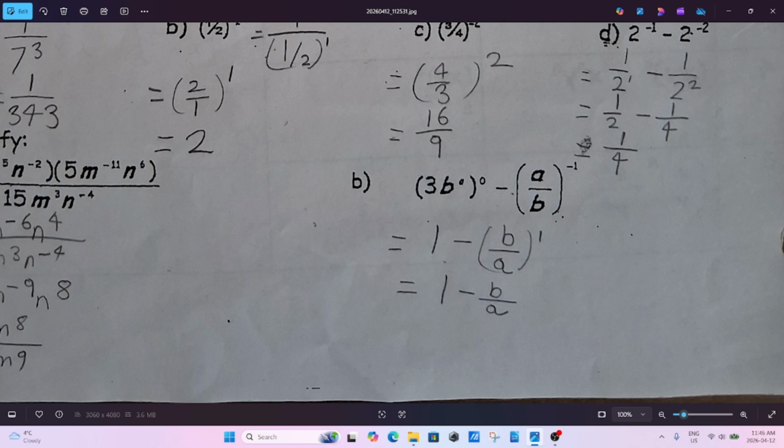2b, 3b to the 0 minus a over b to the negative 1. Anything to the exponent 0 is 1, so we have 1 minus a over b to the negative 1. We reverse it, so now it becomes b over a to the 1, so that's just 1 minus b over a.